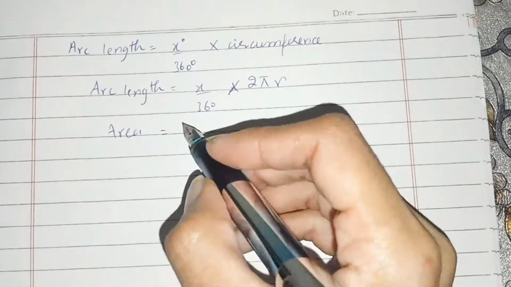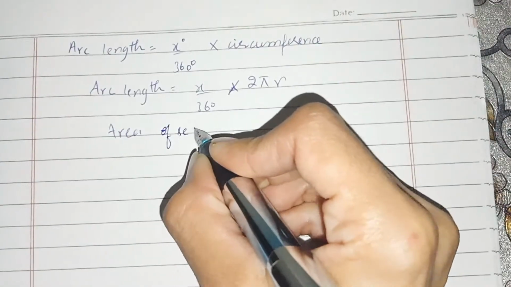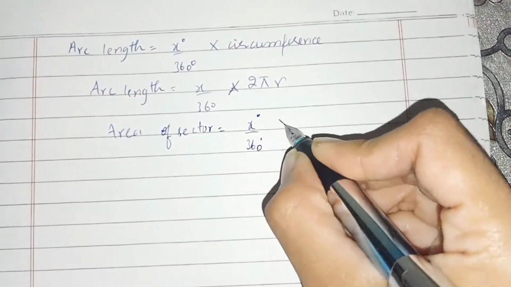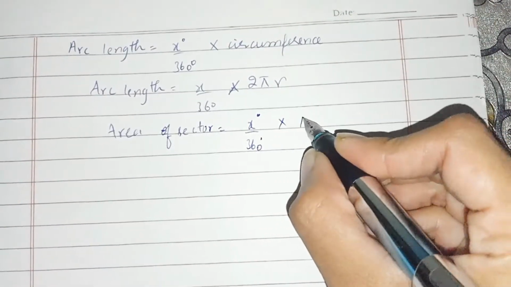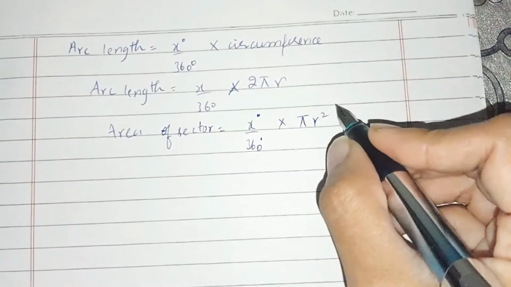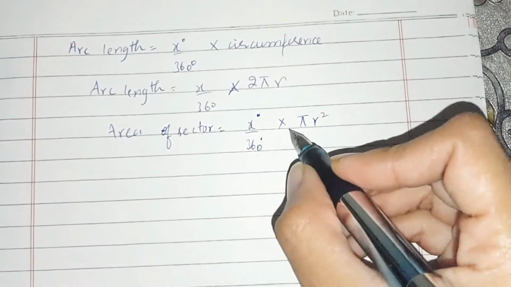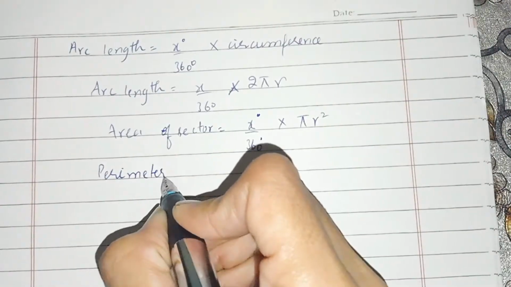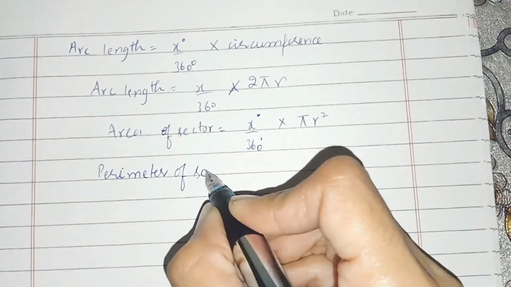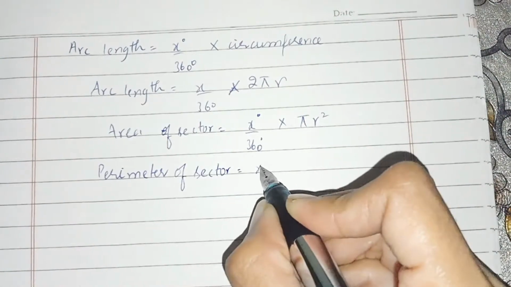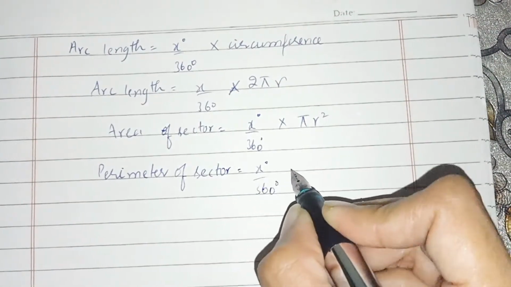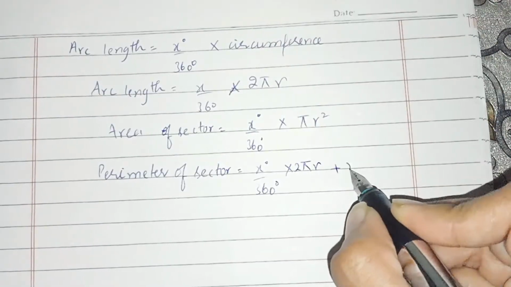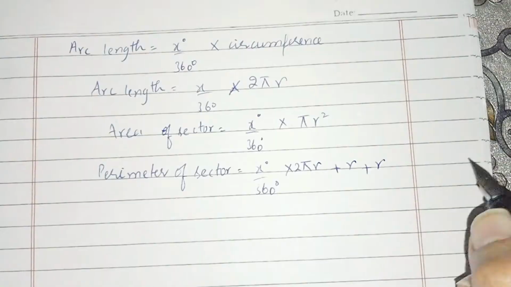And for area of a sector, the formula changes: r is changed into r square. Now students, area of sector is equal to x over 360 degree multiplied by pi r square. You know the formula of a circle is pi r square. Now, the perimeter of sector is x over 360 degree times 2 pi r plus r and r.